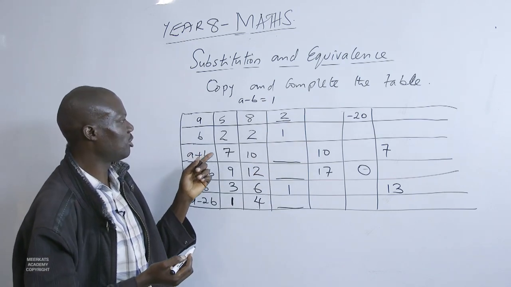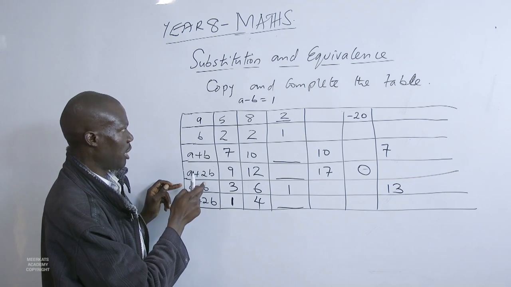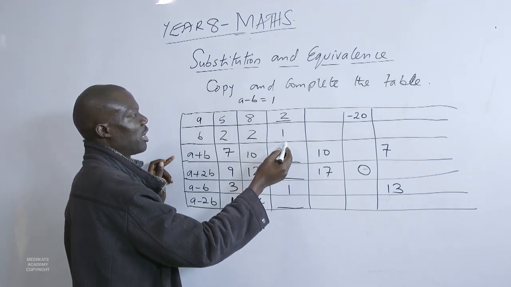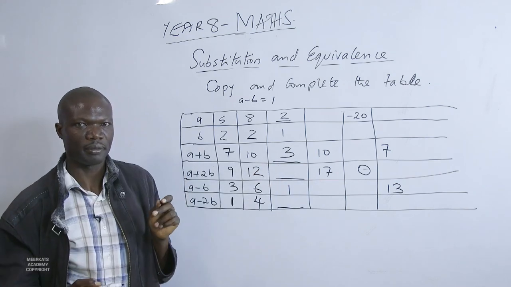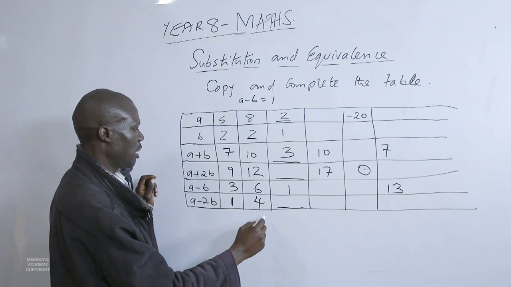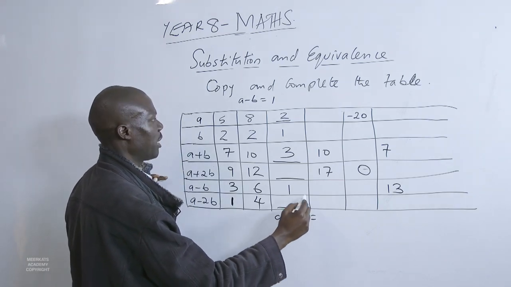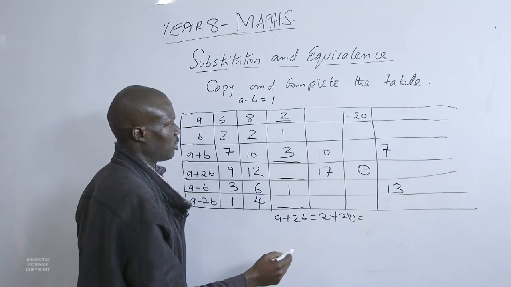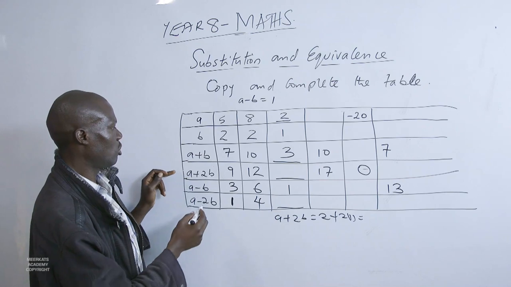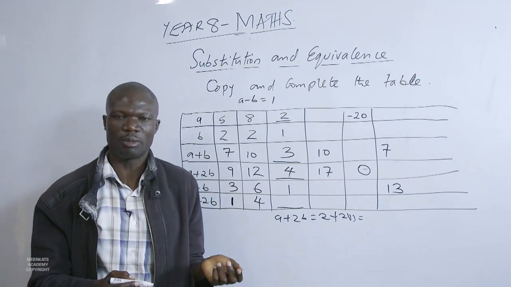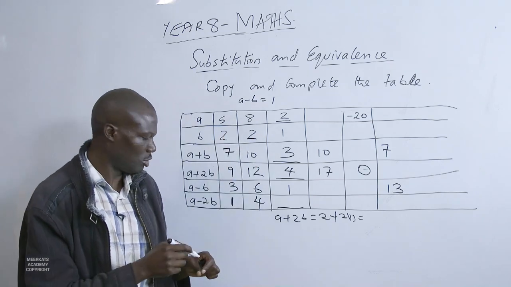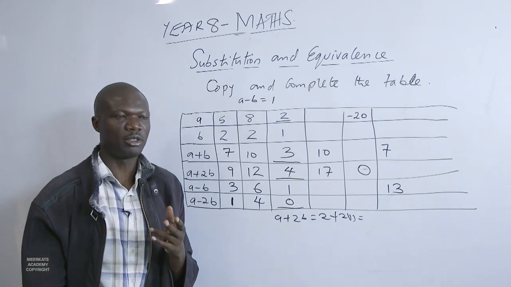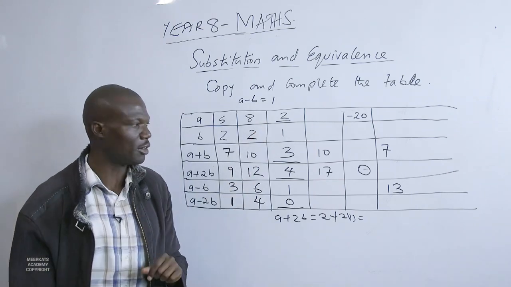So let's confirm. Is it true that 2 minus 1 equals 1? Correct. Then, can we find out now this? A plus B will give us 2 plus 1, which is 3. And then we have A plus 2B. A is 2, plus 2B is 2 times 1, which is 2, so 2 plus 2 is 4. And the last part, A minus 2B: 2 minus 2 will give us a 0. Because 2 times 1 is 2, and A is 2, so 2 minus 2 is 0.